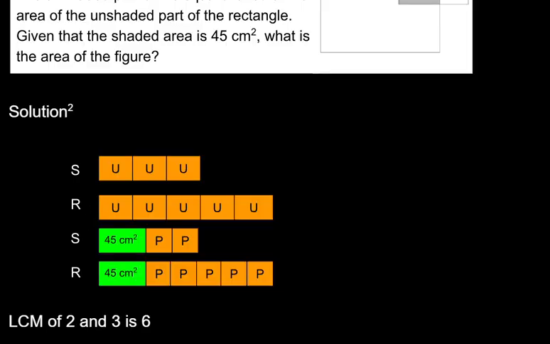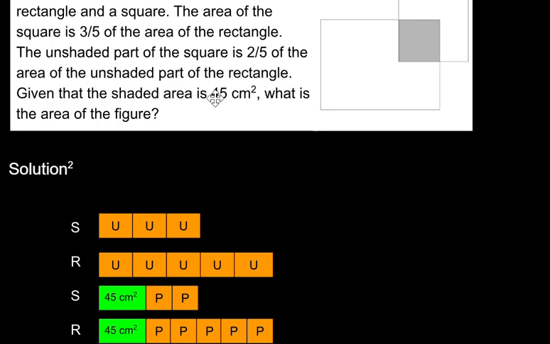Okay, the next thing, we know that the shaded area is 45 centimeters square. So which means that part of the square is shaded with 45 centimeters, part of the rectangle is shaded with 45 centimeters. That's why we draw these both the same size. Because it's the same size, they cut across a rectangle and a square.